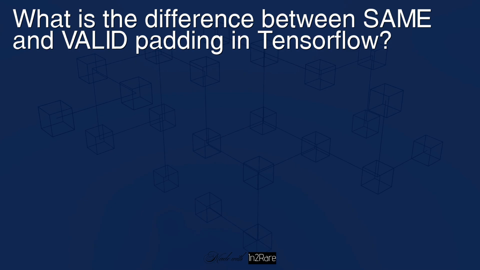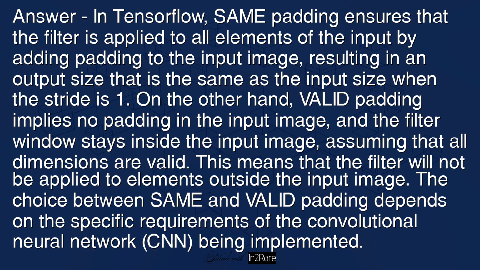What is the difference between same and valid padding in TensorFlow? Answer: in TensorFlow, same padding ensures that the filter is applied to all elements of the input by adding padding to the input image, resulting in an output size that is the same as the input size when the stride is 1. On the other hand, valid padding implies no padding in the input image, and the filter window stays inside the input image, assuming that all dimensions are valid.